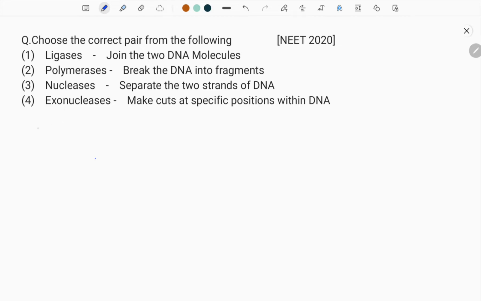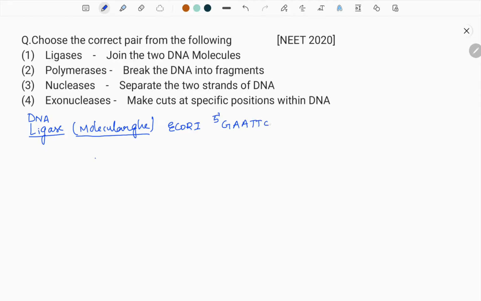The first enzyme is given here as the ligases. Ligases are nothing but the DNA ligases, otherwise called molecular glue. The synonym of that is molecular glue. What do they do? They join two DNA molecules. For example, we have discussed one question, that is EcoR1. EcoR1 is a restriction endonuclease which will cut the DNA in between G and A.